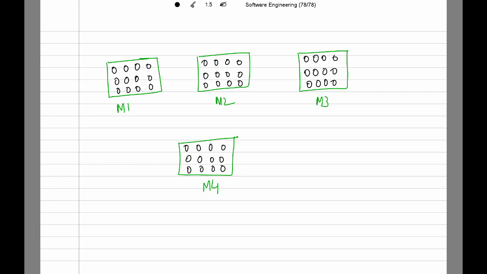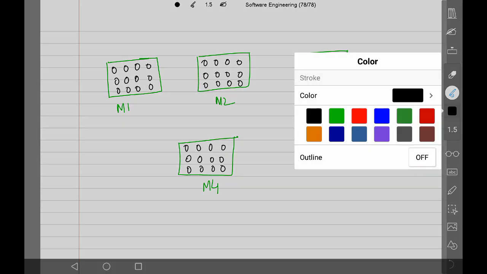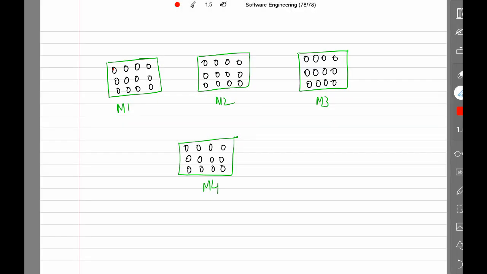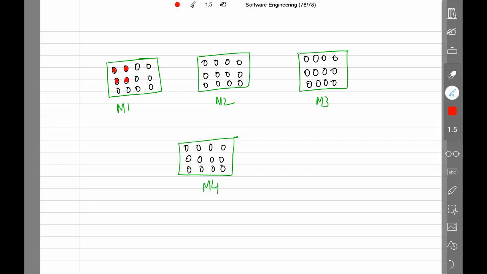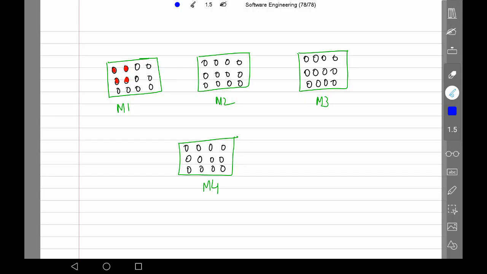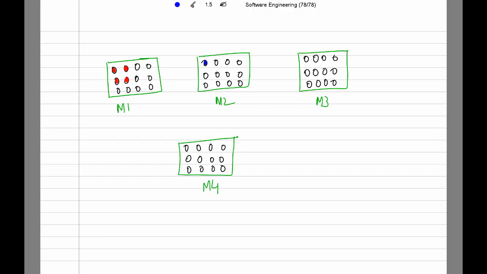Now if I look at the requirements inside a particular module like M1, these requirements will be related to each other and similar to each other, right? Similarly, all the sub-requirements inside M2 will be similar to each other. That means they will be related. I told you that these will be related to each other, right?